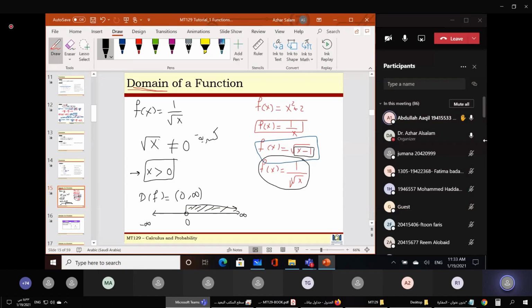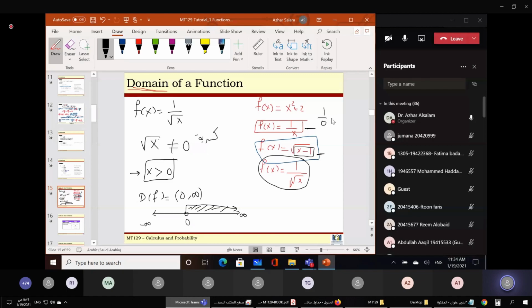How did you write the domain of the second example? I didn't understand it. This one or the previous one? The second example. This one? This one is 1 over x. This is a rational function. The rational function is defined with the condition that the denominator, اللي هو المقام, is not equal to 0.